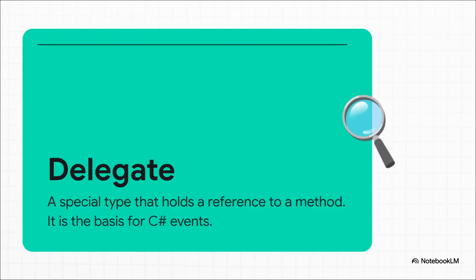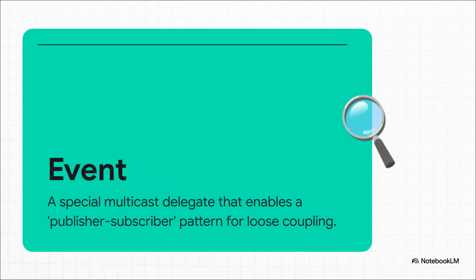Okay, before we can see how different parts of our app communicate, we need to meet the messenger. And in C#, that messenger is called a delegate. Think about it like this. A normal variable holds a piece of data, right? Like the number 5 or the word hello. Well, a delegate variable is different. It holds a reference to an entire action, a whole method. It's basically a placeholder for a function that you can plug in later. Super powerful stuff.